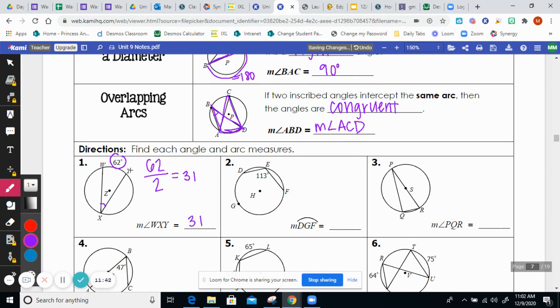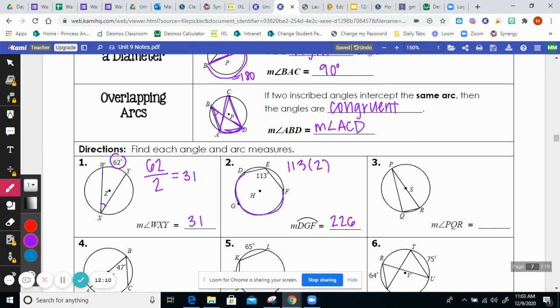If we're given the angle measure and we need to find the arc, so we're finding DGF, this whole thing here, all I'm going to do is multiply 113 times 2, and I end up getting 226. So that one we kind of went backwards. We're given the angle and we need to find the arc measure.